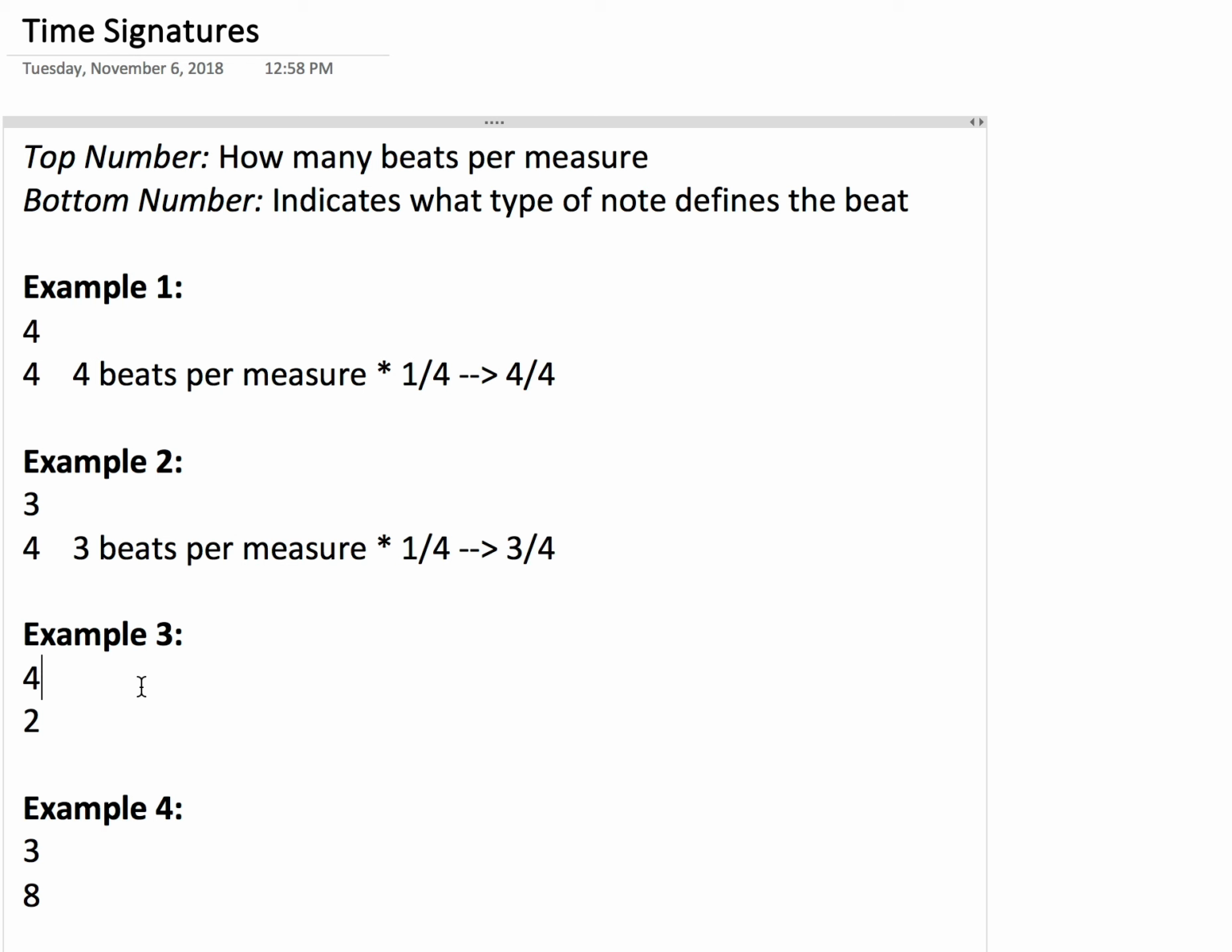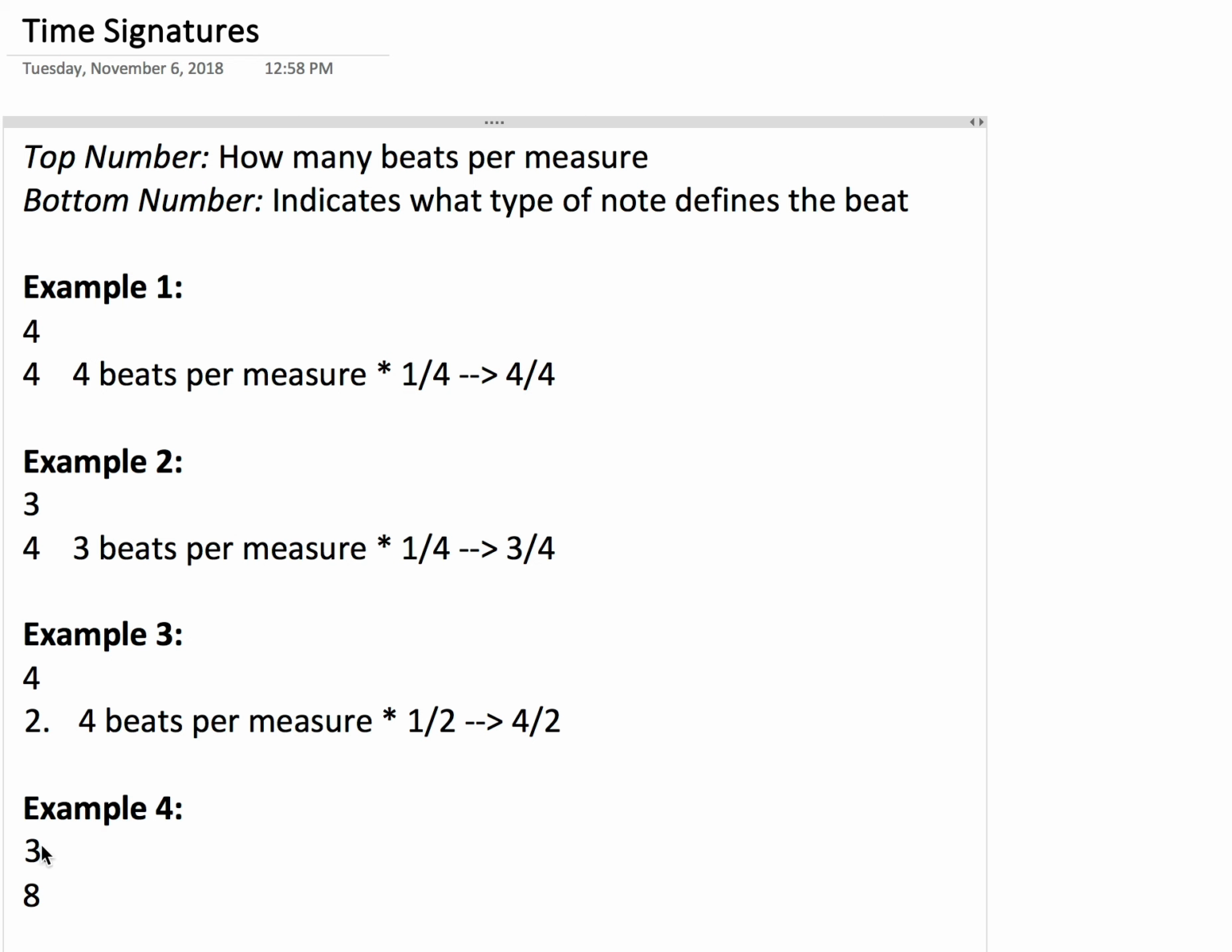So example 3. The top number is 4. So what does that mean? That means 4 beats per measure. That's the easy one. The hard one is the 2. So now we're going to think of that 2 as 1/2, which represents a half note. So it would look like this: 4 beats per measure times 1/2, which represents a half note. And that gives us the time signature of 4/2. And 4/2 means 4 beats per measure, and each of those beats is as long as a half note.